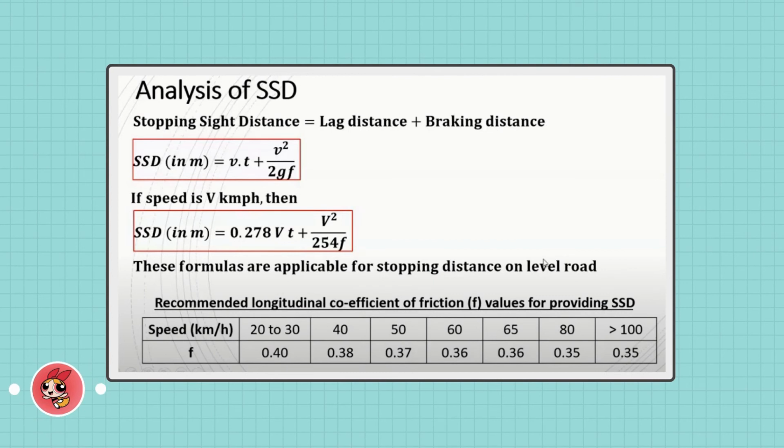If the speed is V km per hour, then the formula is SSD is equal to 0.278 V times T plus V squared over 254 F. These formulas are applicable for stopping distance on level road. So the table here is the recommended longitudinal coefficient of friction values for providing SSD.